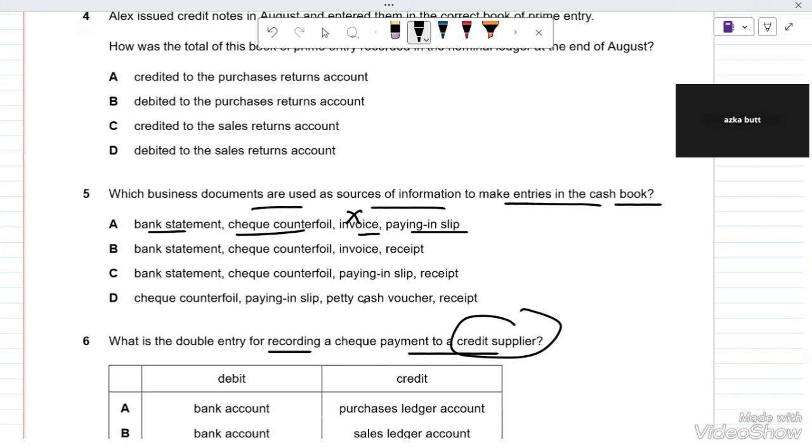So it means that your C option seems to be the right option, because here, as you can see, bank statement, check counterfoil, paying in slip, and receipt is written. Receipt we will be using whenever there is a cash sale. So C option seems to be the right option.